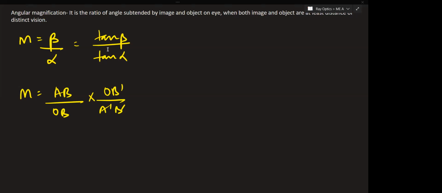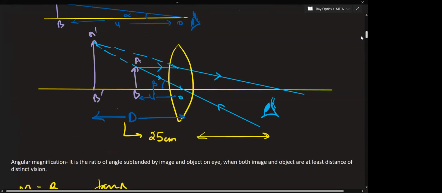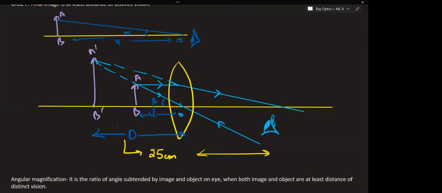Okay. Yes, Fahad. See, that is the definition. That's what I was telling you. The ratio of angle subtended by image. See, this image, this final image, is subtending some angle beta on the eye. Fine. This angle is subtended by it.